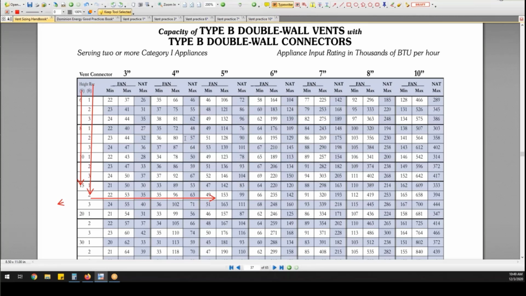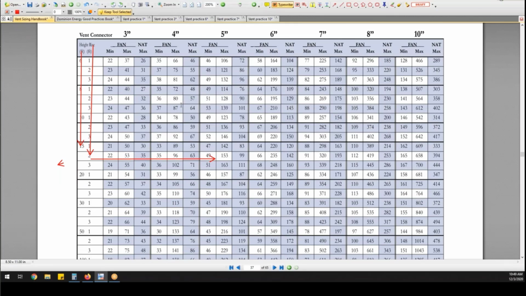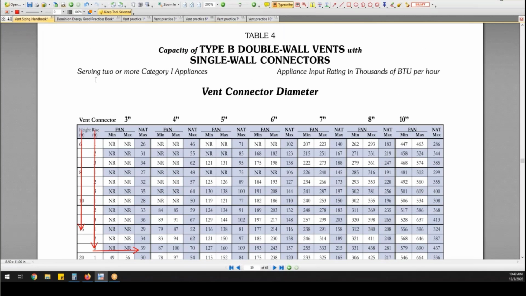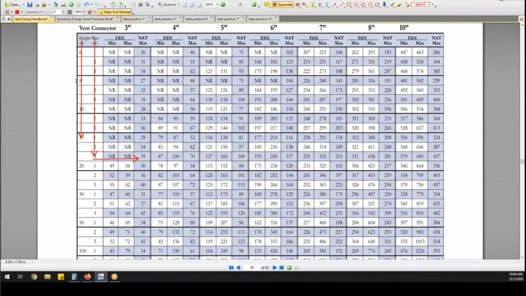So let's go down. So we go down to the chart for single wall. Okay, so now I'm in the 2 or more category 1 appliances, single wall connectors. Okay. Again, my height was 15 feet. We're working with the furnace now. The rise on the furnace was 2 feet. Okay. So now we got to come across and see.